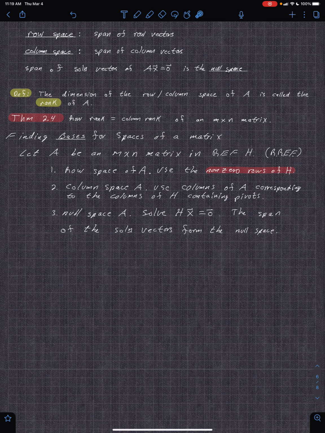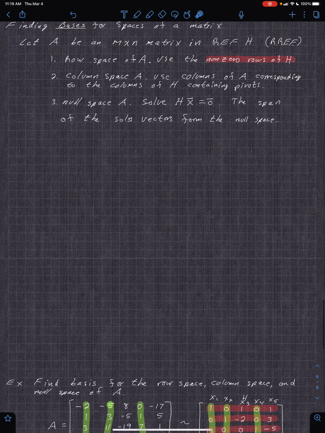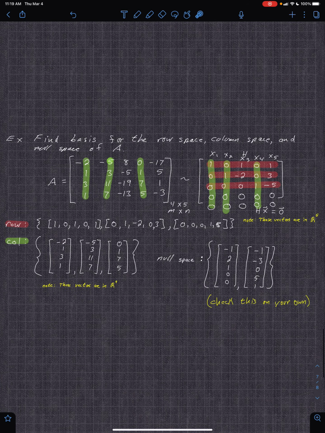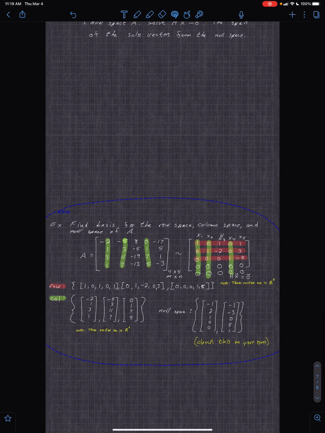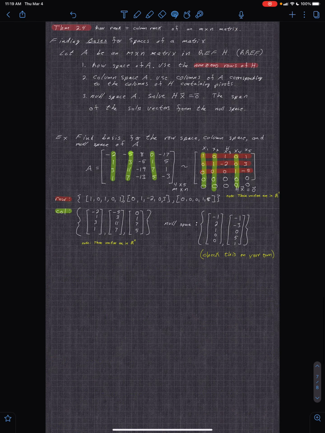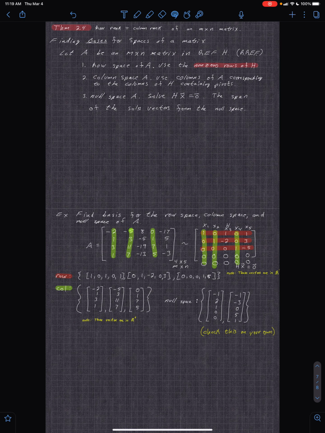Okay, so this example I have basically worked out, and we'll talk about it. I'm not sure we can fit it all up there. We'll just put it here. Okay.